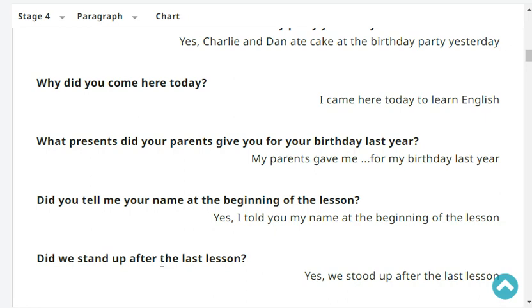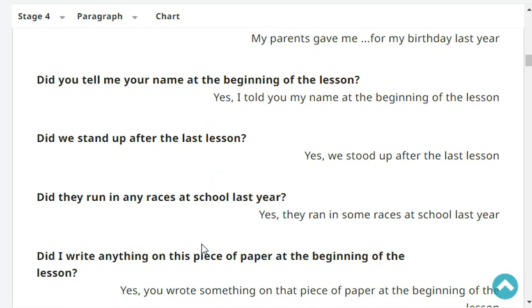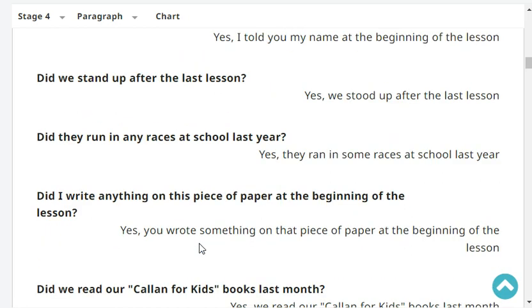Okay. Did we stand up after the last lesson? Yes, we stood up after the last lesson. Okay. Did they run in any races at school last year? Yes, they ran in some races at school last year.